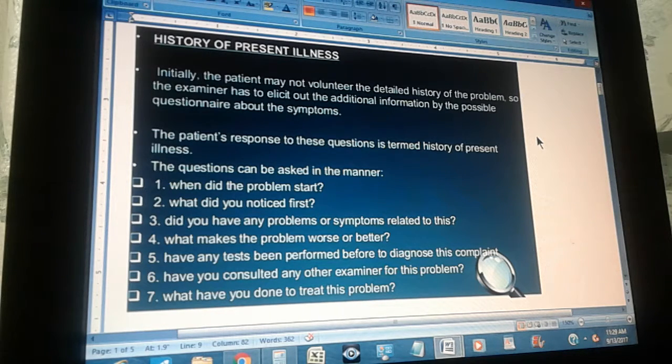For example, let's do just the first one. When did the problem start? Do you remember when it started? Was it yesterday? Day before yesterday? A week ago? A month ago? A year ago? You always had it? That's when it started. What did you notice first?